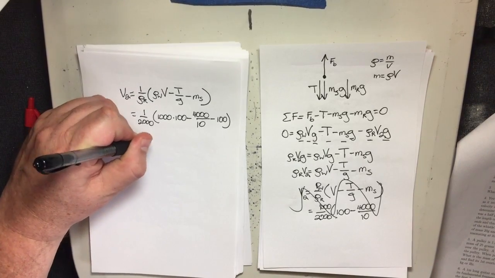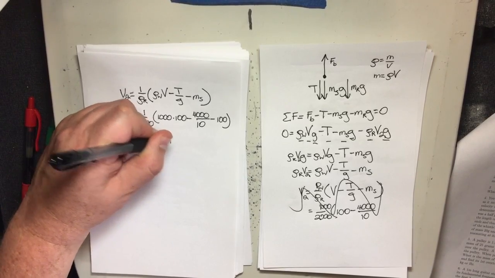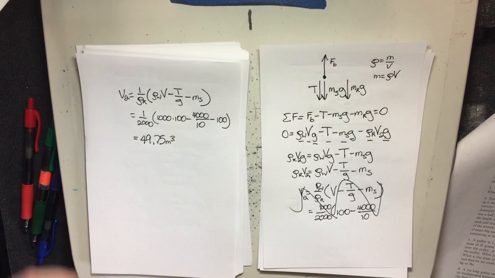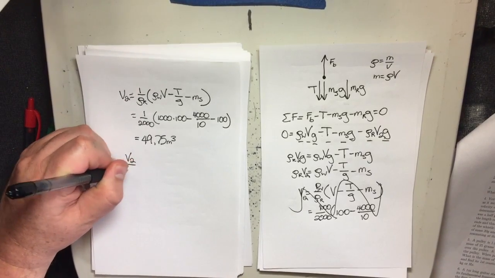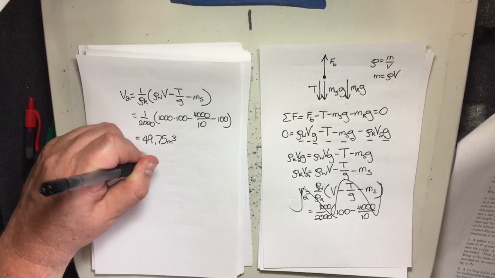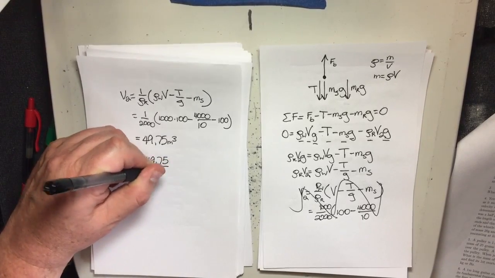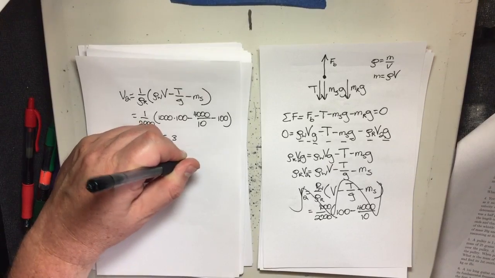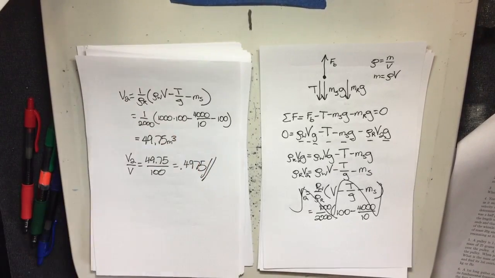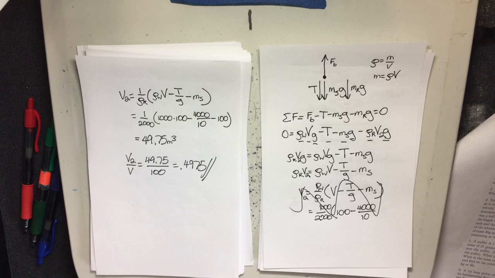And the volume is 49.75 cubic meters. Which means that V2 over total V is 49.75 divided by 100, or 0.4975. That will always be meaningless because it's a fraction. I mean, what do you get when you take cubic meters and divide by cubic meters? You get nothing. So it's unitless.